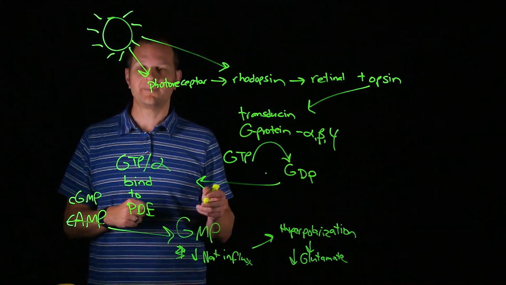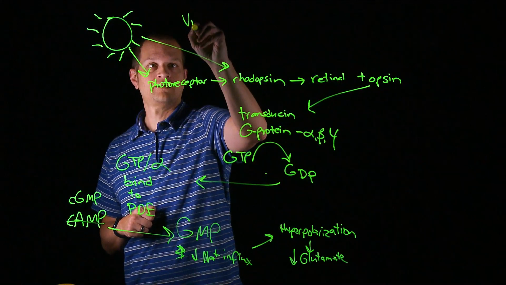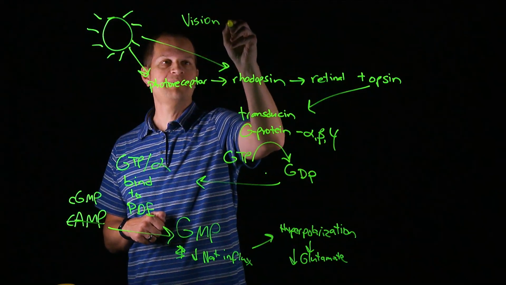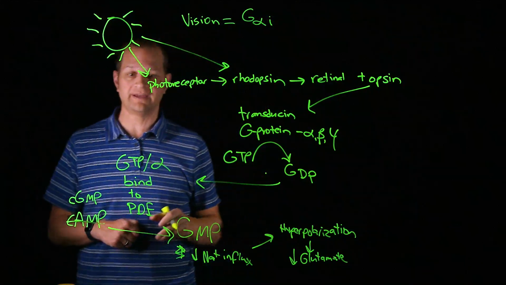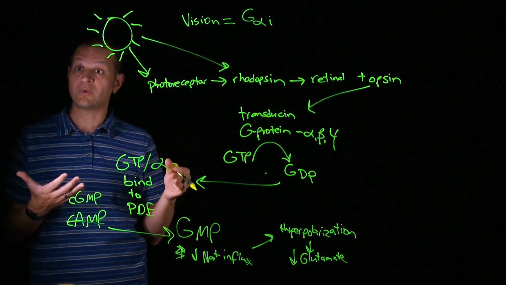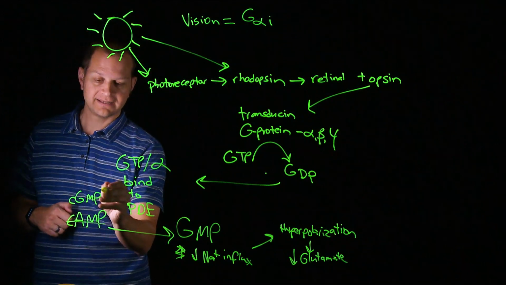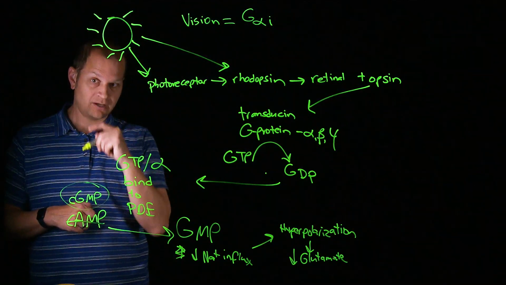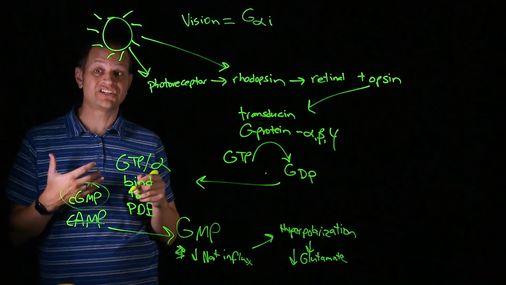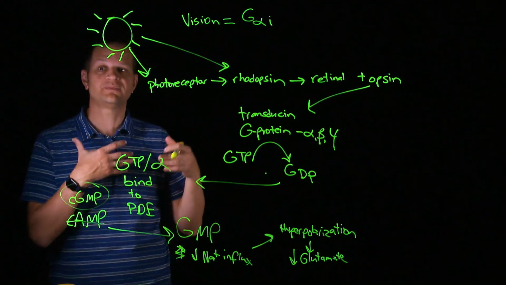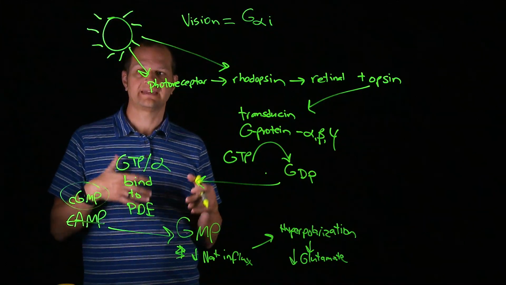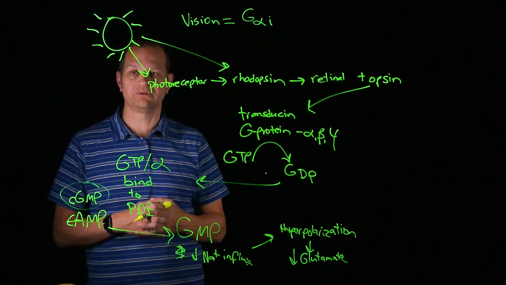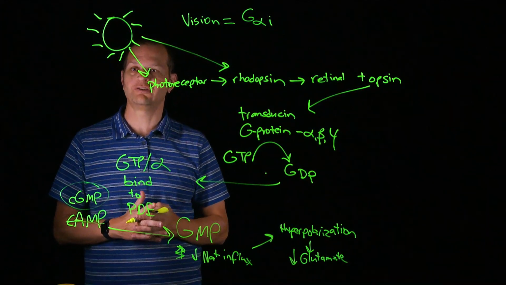Just a reminder that vision is an inhibitory pathway. It is very similar to the G alpha i pathway. In other words, what are we inhibiting? We're inhibiting cyclic GMP. By inhibiting cyclic GMP, we're causing the cell to be hyperpolarized, which prevents the release of glutamate. That's what you need to know, and we'll go over this in class and talk about it a little bit more in detail.